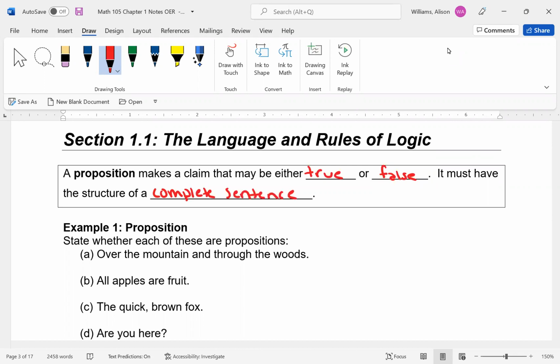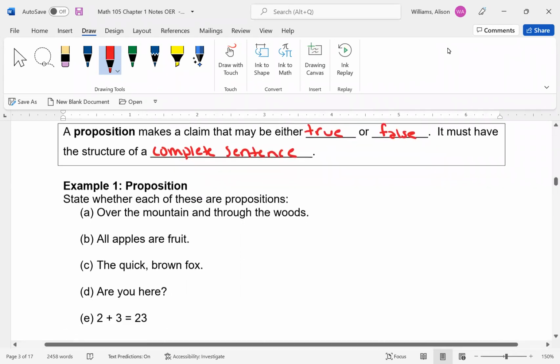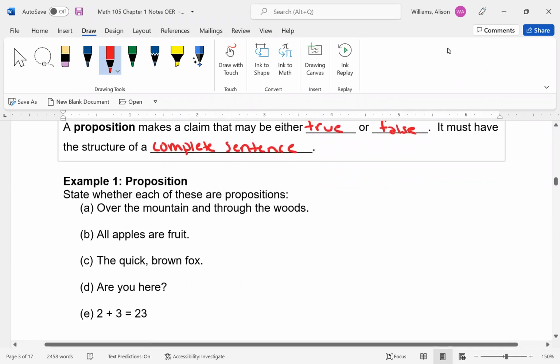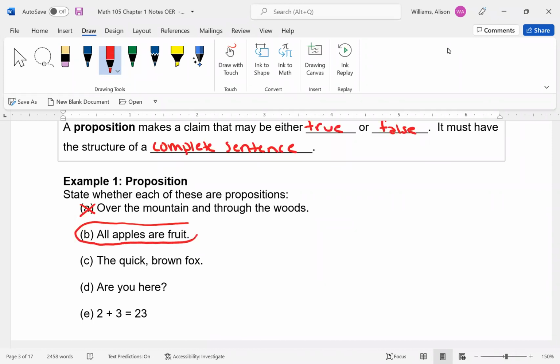So let's look at some examples so we can determine which would be a proposition. "Over the mountain and through the woods" has no true or false nature to it, so this would not be a proposition. "All apples are fruit." Okay, that has a true or false nature. It is a complete sentence, so this would be a proposition. "The quick brown fox." It's an incomplete sentence, right? It needs more information. And of course, it lacks true or false, so this would also not work. "Are you here?" A question would not work at all.